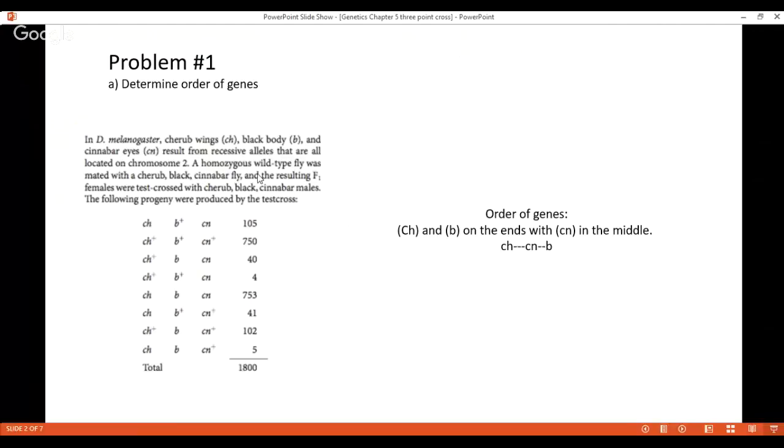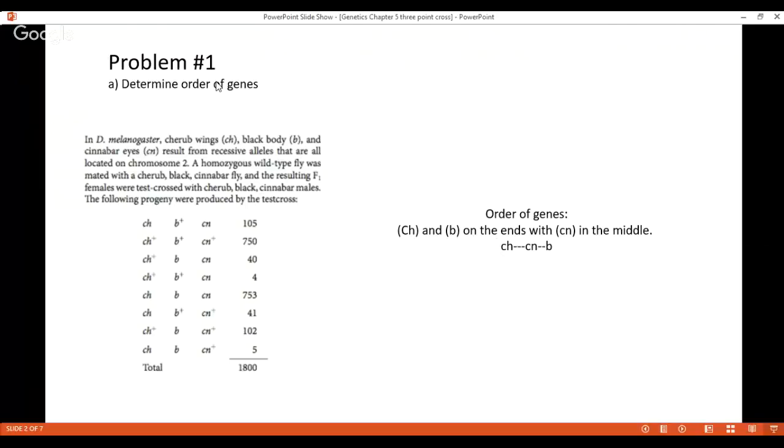A homozygous wild-type fly was mated with a black shoe-bird cinnabar fly, and the resulting F1 females were test crossed with the black shoe-bird cinnabar males. This was the following progeny by the test cross.